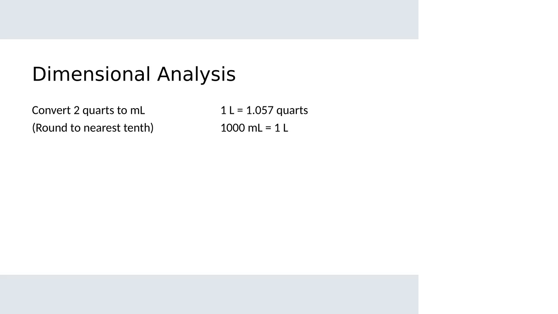Dimensional analysis. Here's where we take something that we've been given and convert it to a different unit. Here, what we're told to do is convert 2 quarts to milliliters and round our answer to the nearest tenth. We've been given a unit fraction that 1 liter is 1.057 quarts, and then it's on the page here, but I would hope that you would know that there are 1,000 milliliters in a liter.